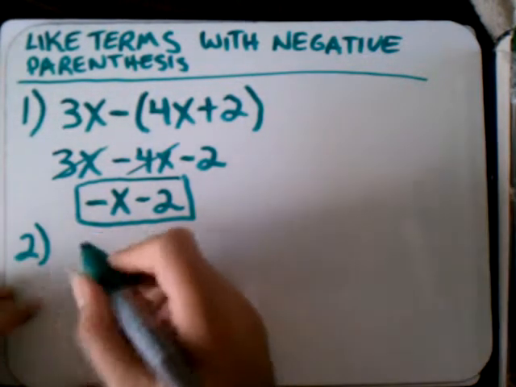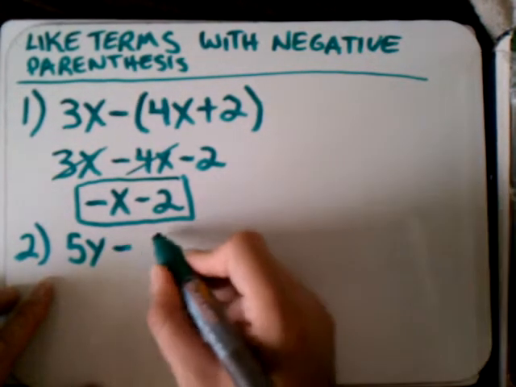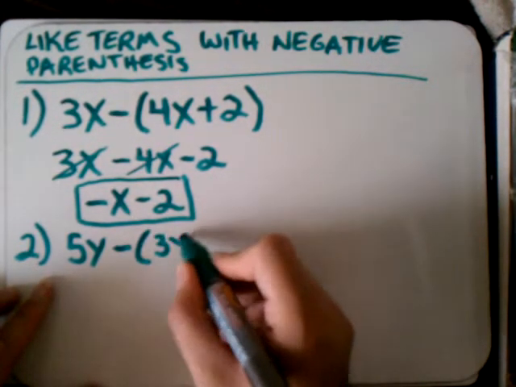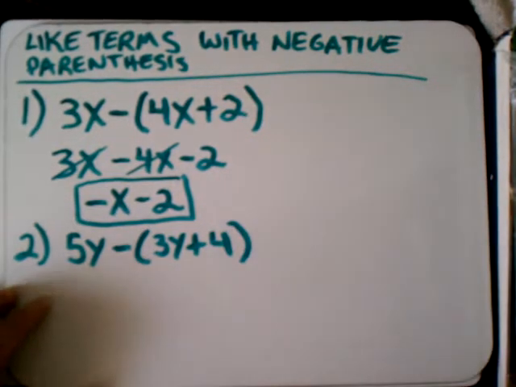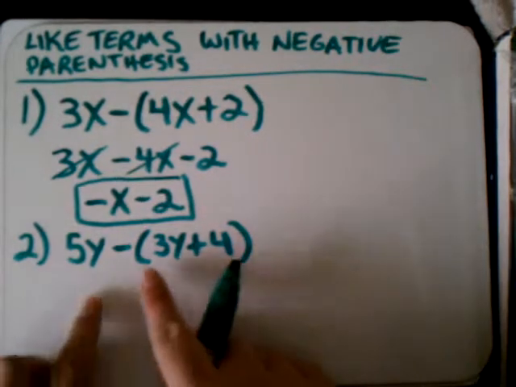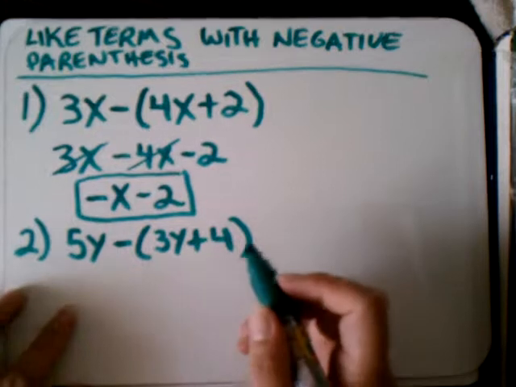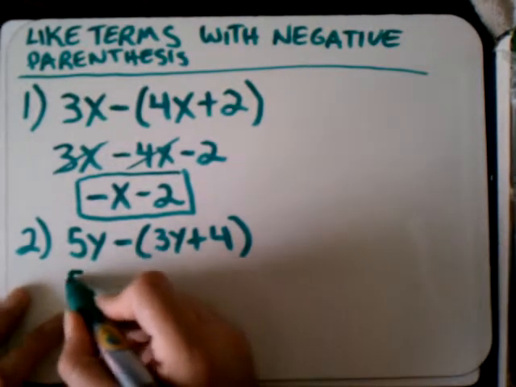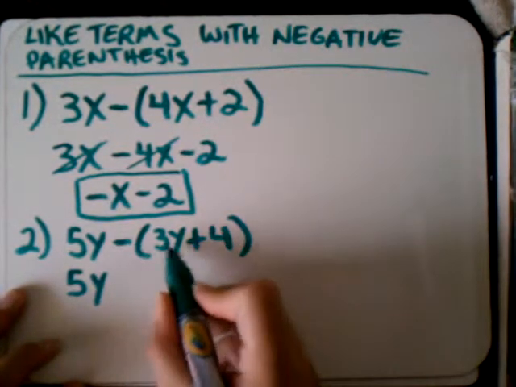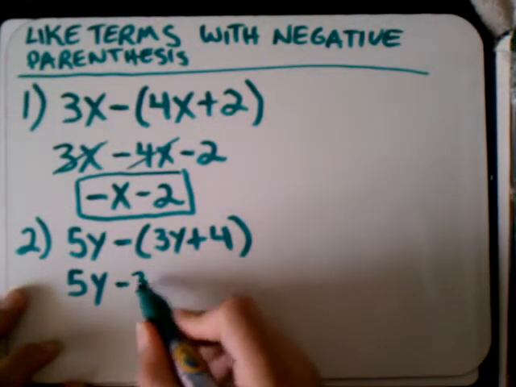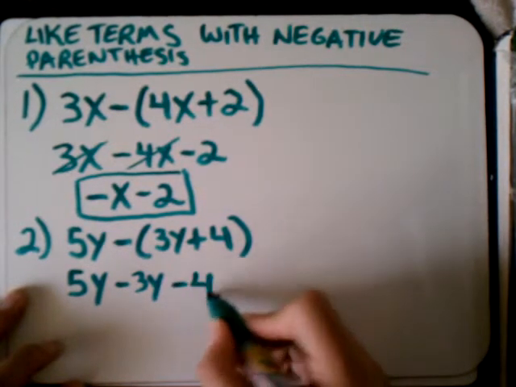Let me do problem number 2. I have 5y minus 3y plus 4. Again, same scenario, negative parenthesis, you already know. Copy everything. The negative changes the signs, so this 3y is going to be minus 3y, and this plus 4 is going to be minus 4.